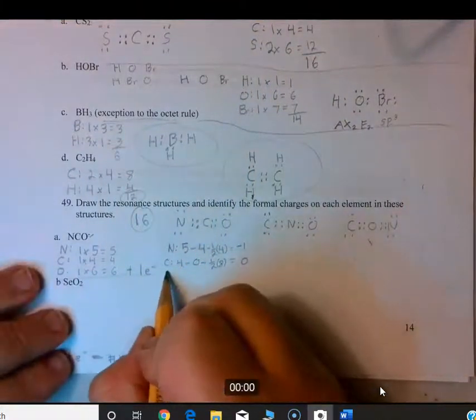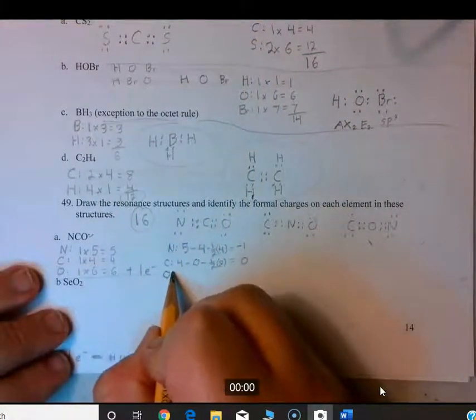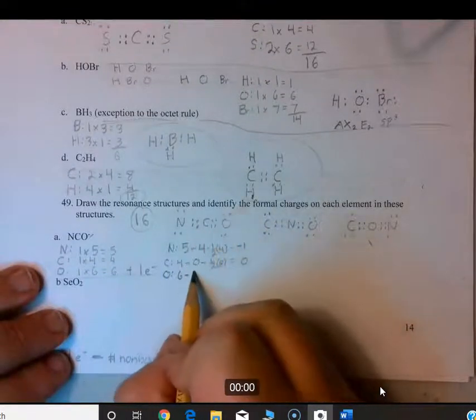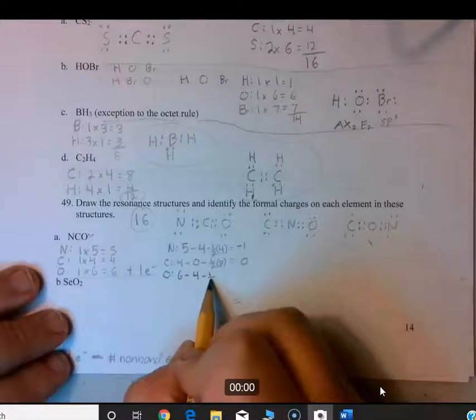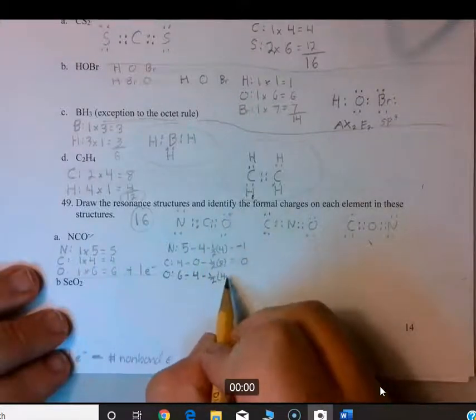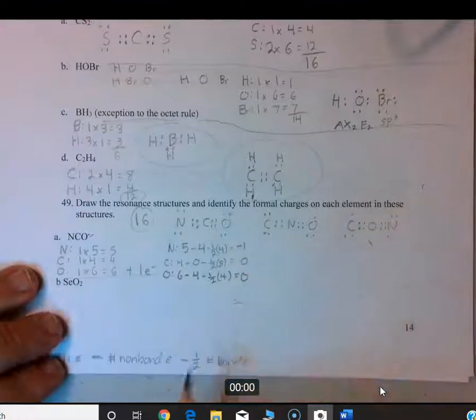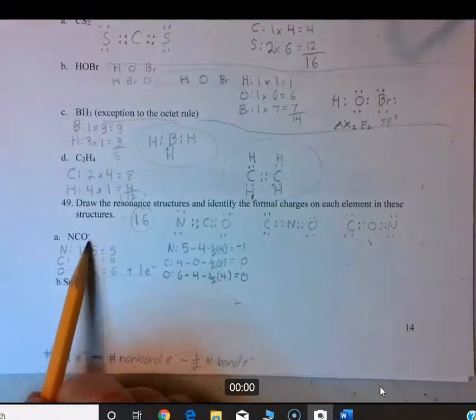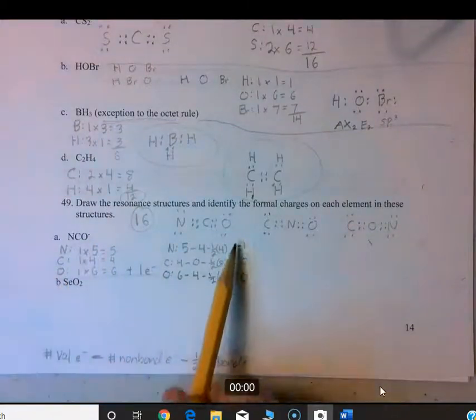And finally, for oxygen, for this first one, it's going to be 6 minus 4 non-bonding minus 1/2 of 4 bonding, and that equals 0. And they need to add up to -1 because you had a -1 charge there, so it has to add up to -1 even if it's not the desired structure. Okay.